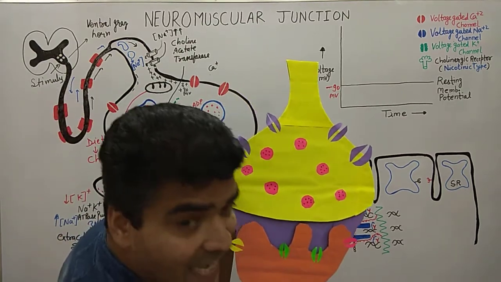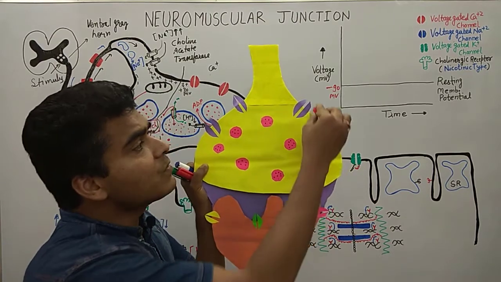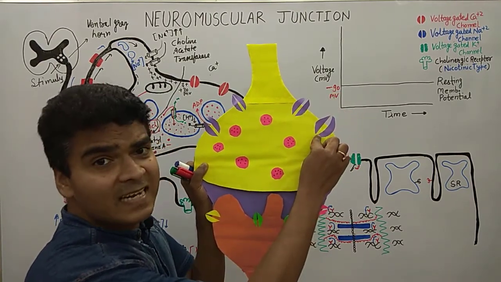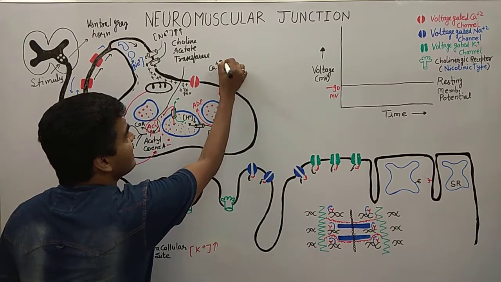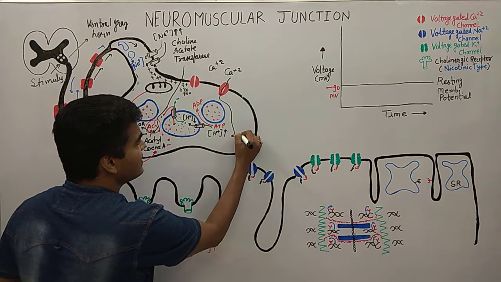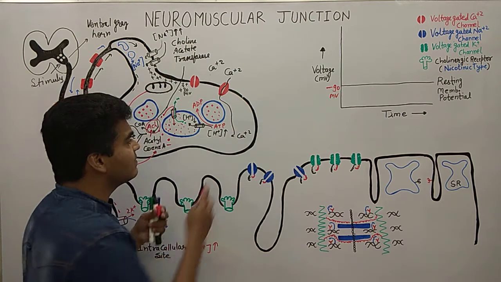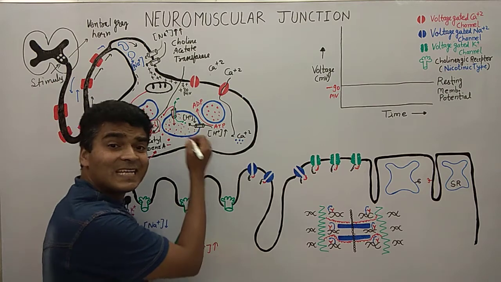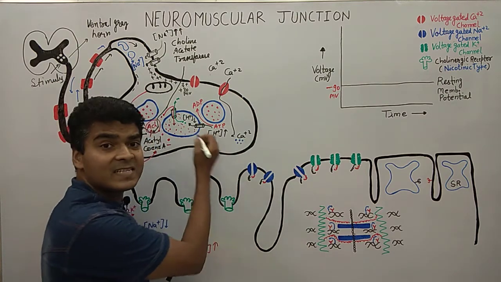Now the calcium, consider this is a calcium, so calcium is moving in this direction, okay, so here we are getting what? Calcium. So this is what? Our calcium. Okay, now how can this calcium activate the exocytosis process? Calcium kis tarah se exocytosis karvayega vesicles ka, okay?